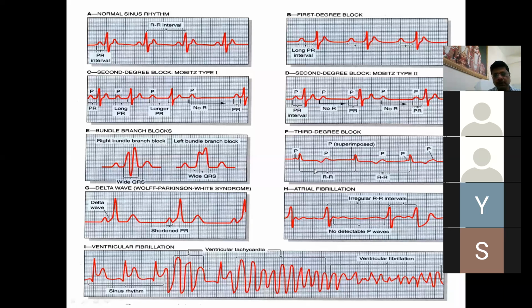Understood? Shall I go on to the next thing? Do you all understand? Yes, sir. Heart block can be a short note question. Heart blocks. Okay.